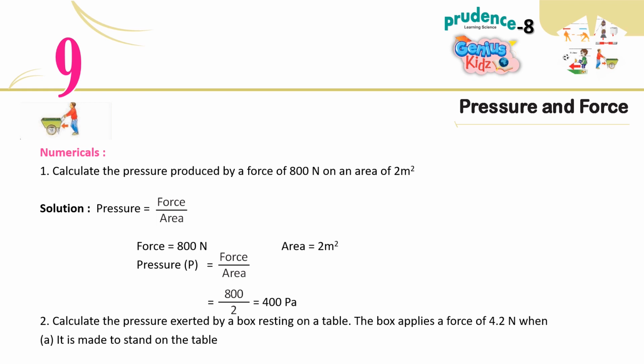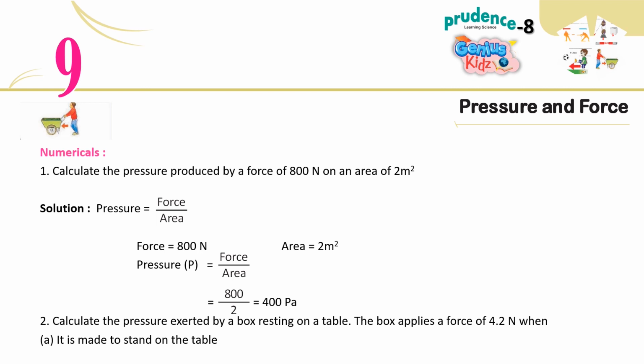Solution: pressure is equal to force upon area. Force is equal to 800 N. Area is equal to 2 m². Pressure, P, is equal to force upon area, which is 800 upon 2, equal to 400 pascals.